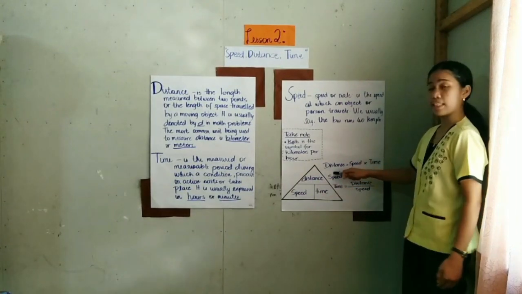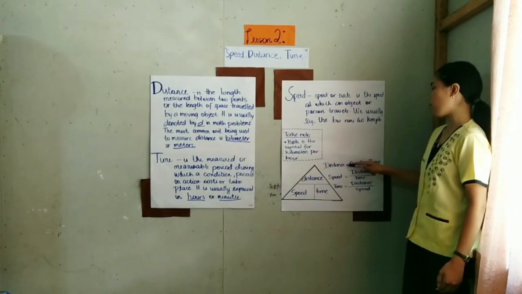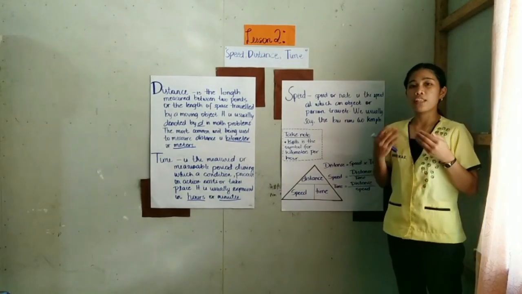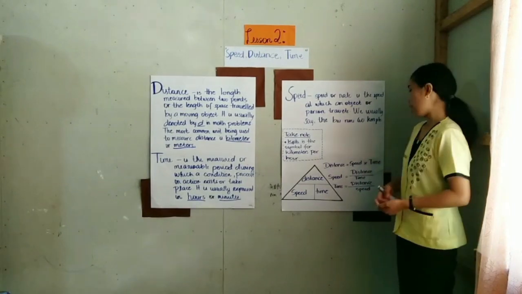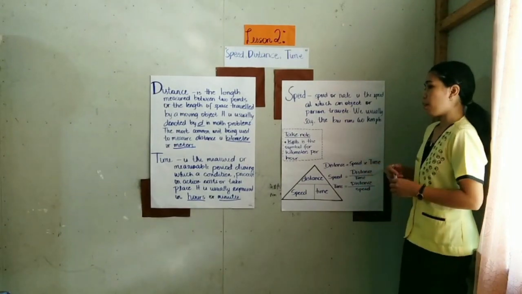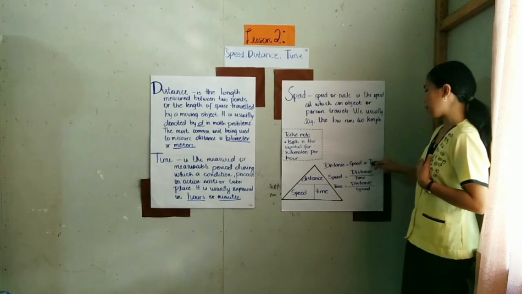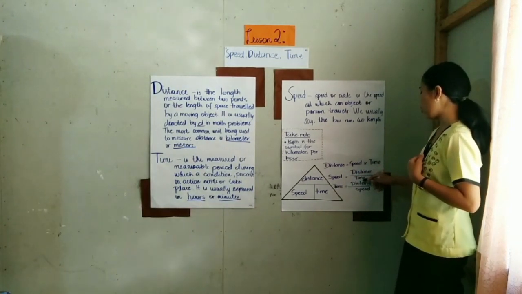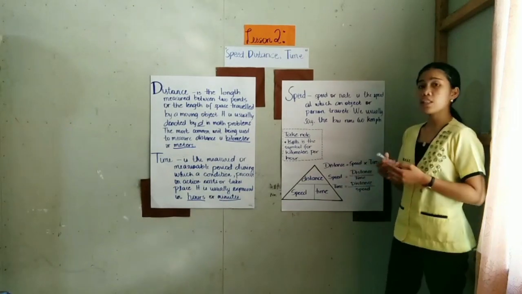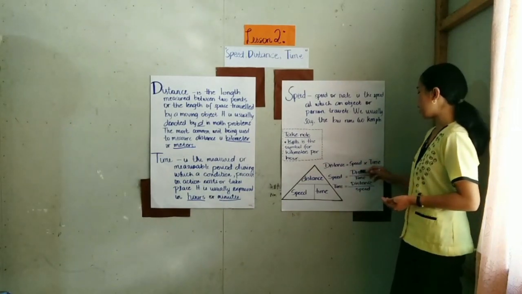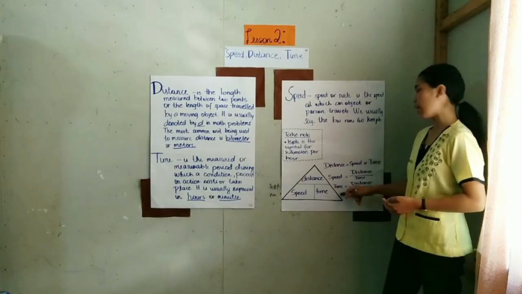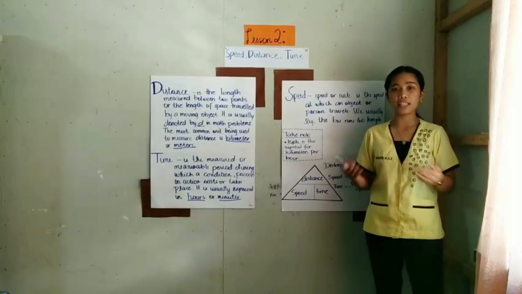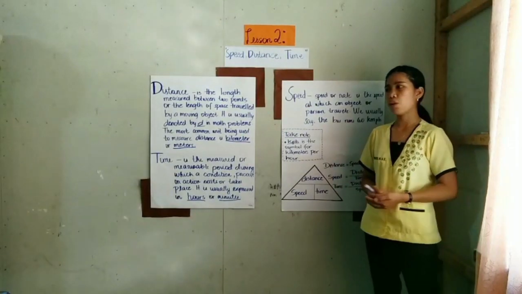Let's go with distance. Distance is equal to speed times time. So in getting the distance, we must multiply the speed and time. Speed is equal to distance over time, so in getting speed, we divide the distance by time. And time is equal to distance over speed. Is that understood? Alright.